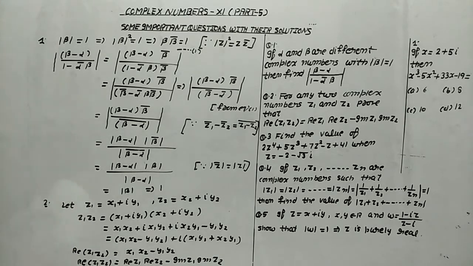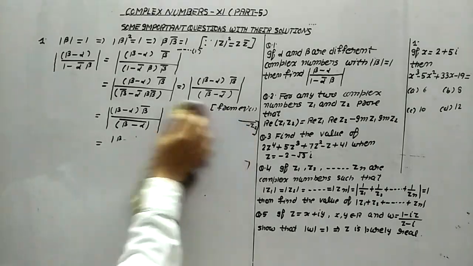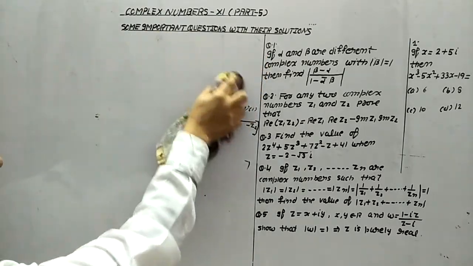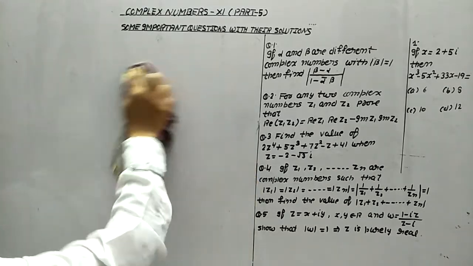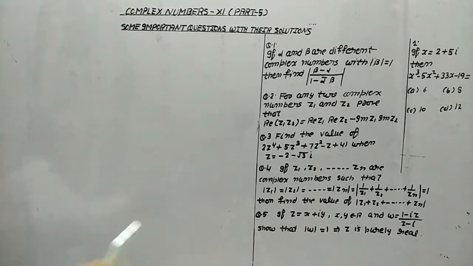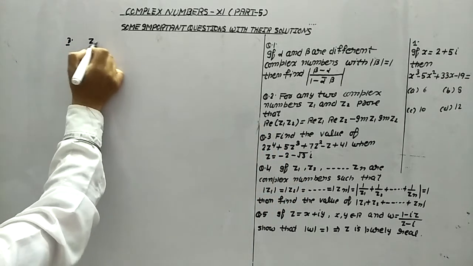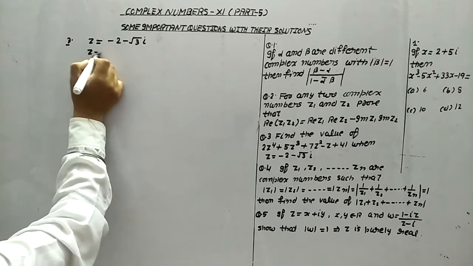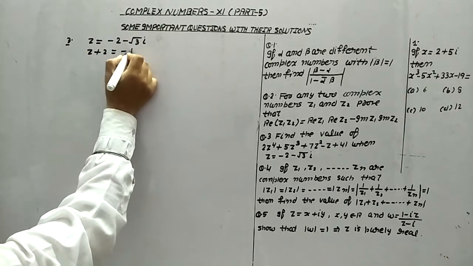Now let's start with question number 3, which is again an important question. Now look at this thing. In question number 3, we are given z is equal to minus 2 minus root 3 i, and we have to evaluate the value of this thing. So what we will do first: z plus 2 is equal to minus root 3 i.